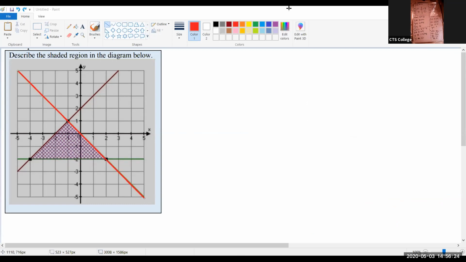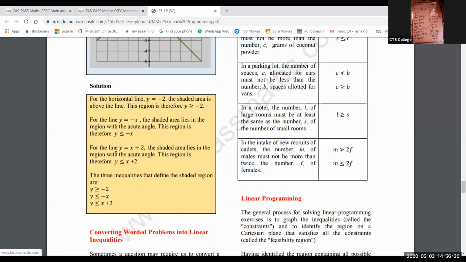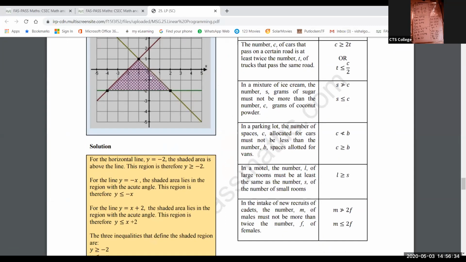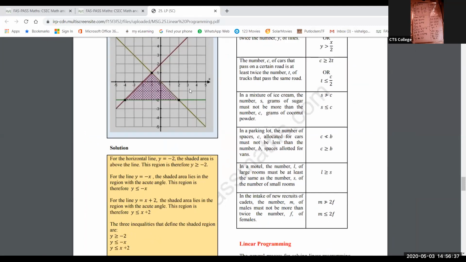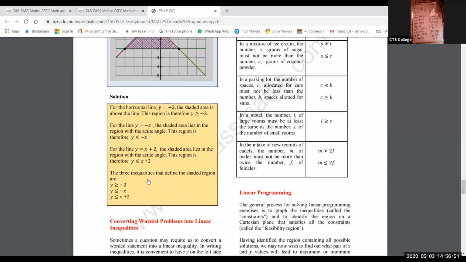So let's go back to the handout now. For the line y is equal to x plus 2, the shaded area lies in the region with the acute angle. So this region is therefore y is less than or equal to x plus 2. So that's how I got my 3 inequalities there.